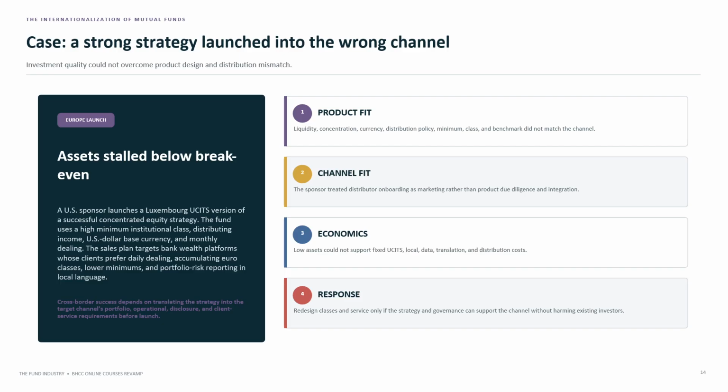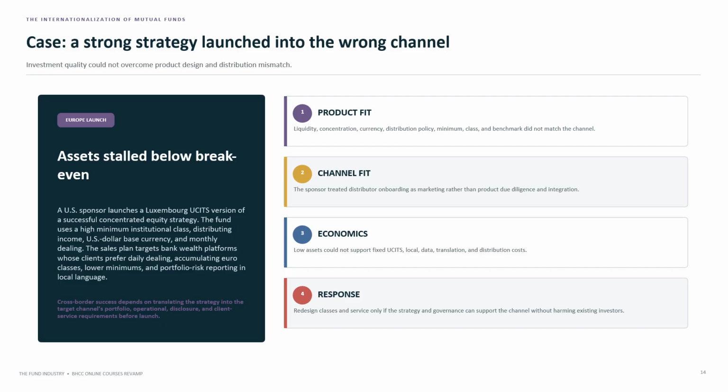Daily dealing must be consistent with the strategy's actual liquidity. New classes require controls and sufficient demand. The sponsor should revisit the target segment, distributor evidence, economics, and whether an institutional channel is a better fit. Product redesign is justified only when the strategy and governance can support it without harming existing investors.